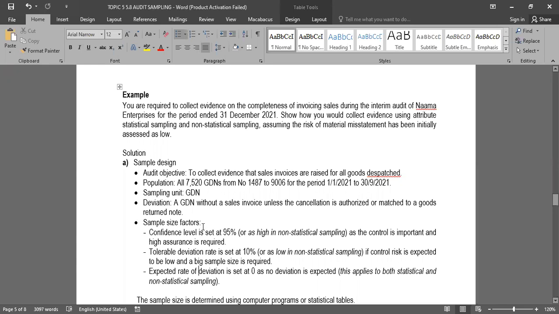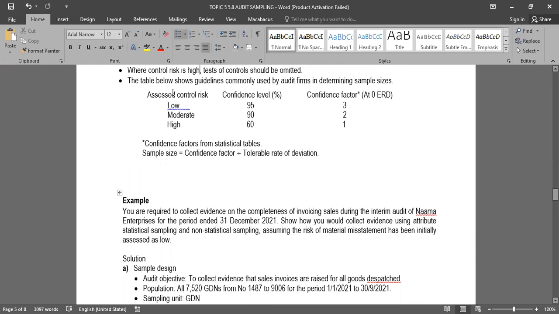I was still talking about this table. It says whenever you have a low assessed risk, the confidence level will be 95%. But this one is different. This one is for control. The one for assessed risk says when the assessed risk of material misstatement is high, then the confidence level is high, 95%, because you need to curb that risk. And therefore, at zero expected rate of deviation, we have a factor of 3. All the figures in this table are given, so it's not for you to cram. This table is always given.